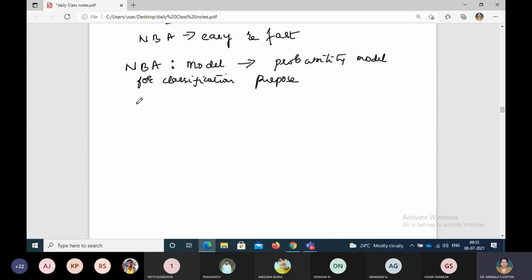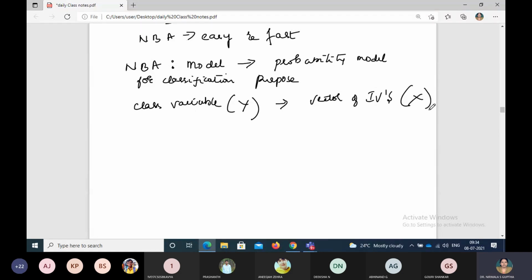Let me take the mathematical notation used to represent the class variable: class variable y, which is predicted using a vector of independent variables, capital X. So we mathematically represent the class variable as y using a vector of independent variables X. That is, we need to find a function f of X that gives y.